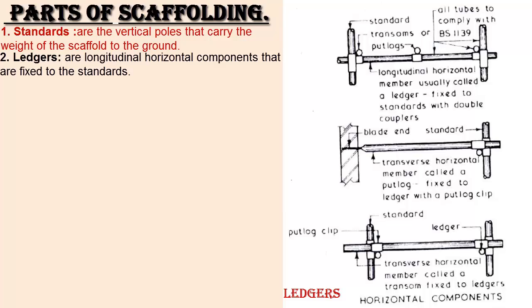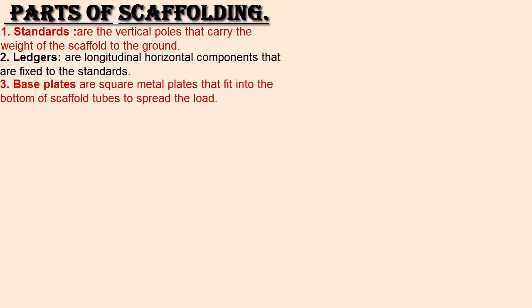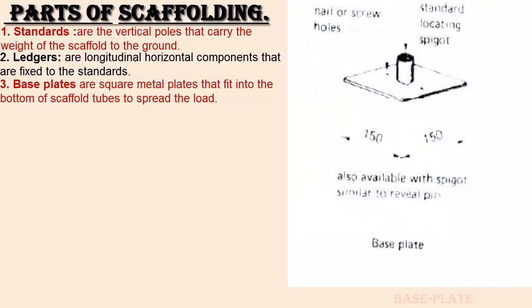It is always in vertical form, holding the standard into position. We have the base plate. When you look at a scaffold standing on the ground, you will discover that at the ground level there is a square form of a wood or a metal sheet that is fixed directly to the standard to hold it in position.